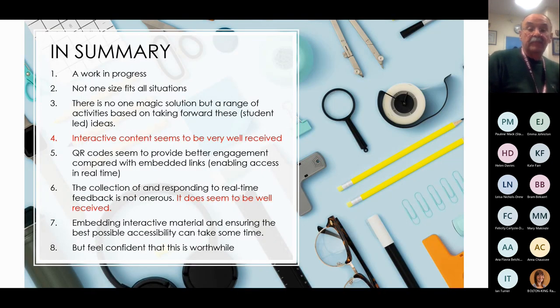So in summary, it is a work in progress. It's not a one-size-fits-all, but it does appear to be well received, and effectively showing the students that their feedback, their student voice, actually matters and is being taken account of. So as I said, it's not a one-size-fits-all, but it does seem to be having at the minute some real benefits.